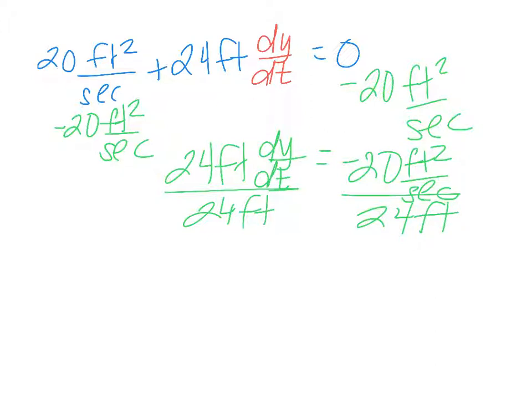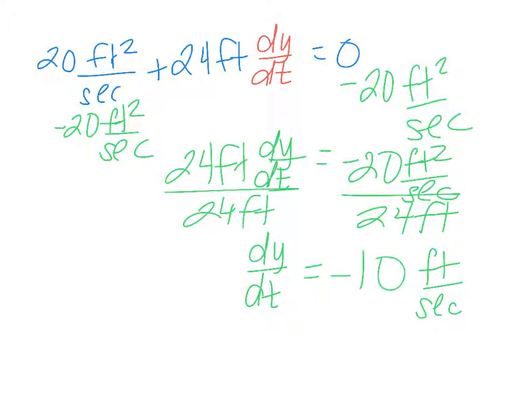And look what happens here. We have feet squared divided by feet on the bottom, so my units are going to be just feet per second, which is really good because I'm finding dy dt, right? And that's a rate. So if my rate is what I'm looking for, I want units that match what a rate would be. So that's negative 10 feet per second, which totally makes sense because negative means it's going down. The height of that ladder is decreasing against the wall. So negative 10 feet per second.